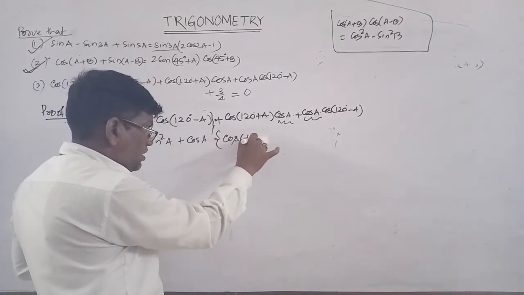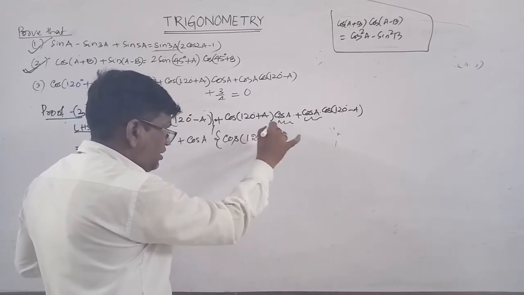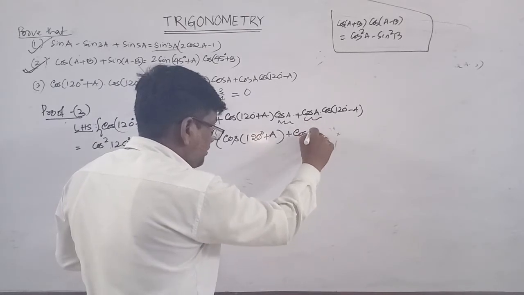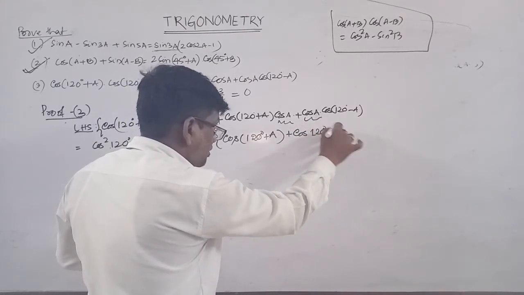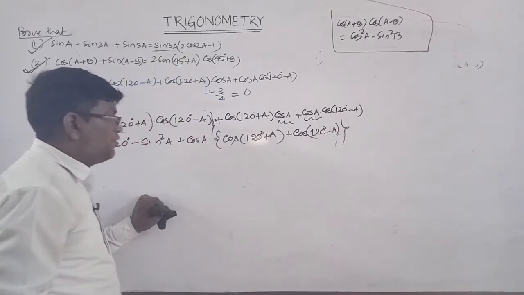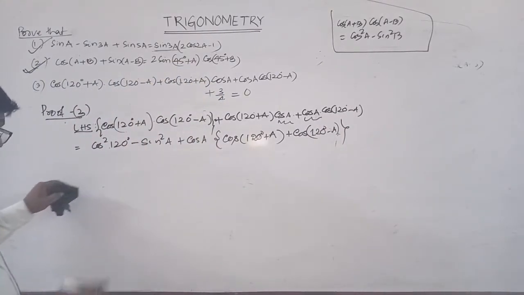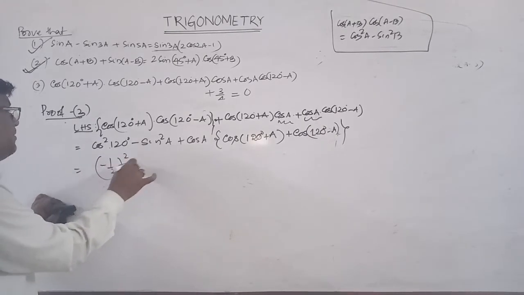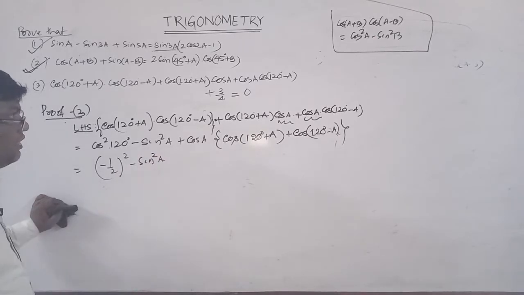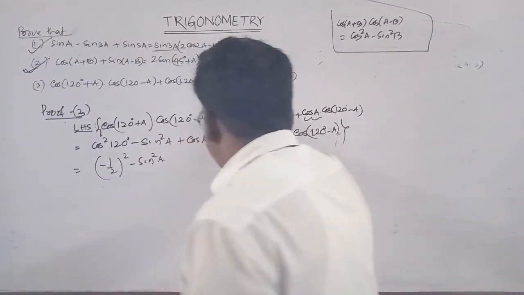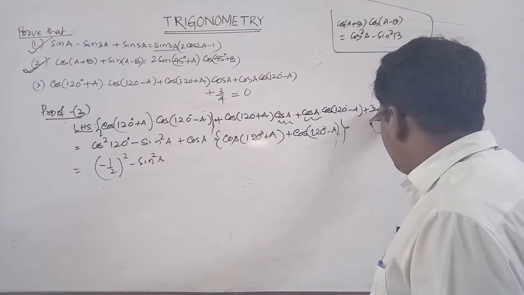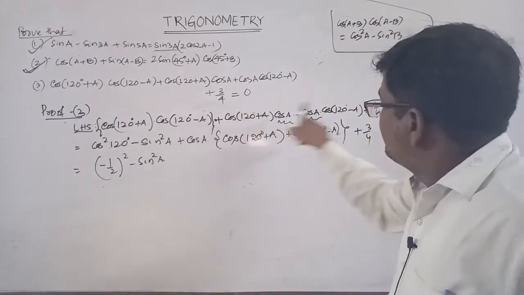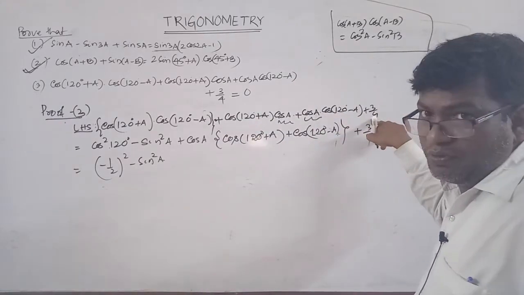cos A common. This is equal to what? cos(120° + A) plus cos(120° − A). Now what is the formula? cos(A+B) into cos(A−B). This is cos 120° means what? (−1/2)² minus sin² A. Again here one term is left, that is plus 3/4 here. Clear? Plus 3/4. So plus 3/4 on the left hand side.